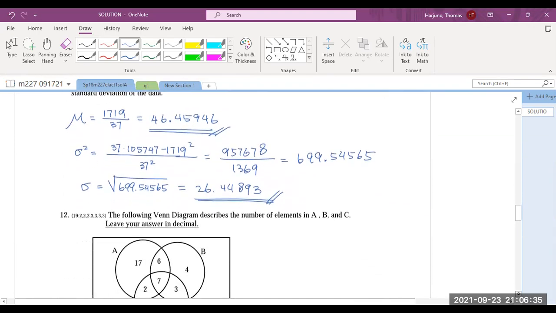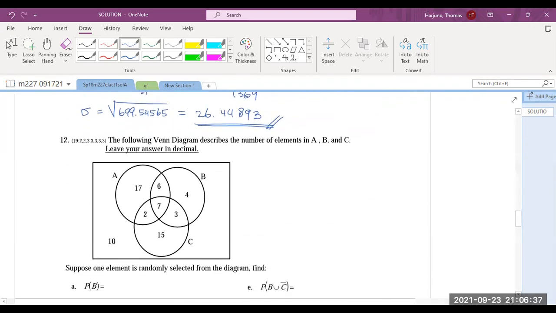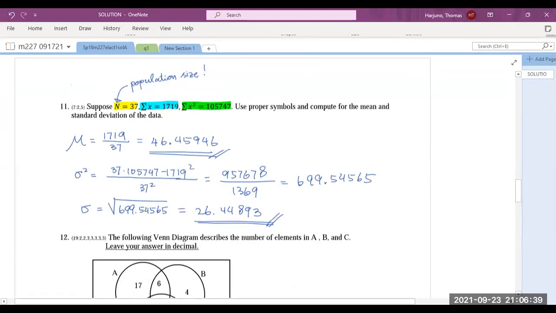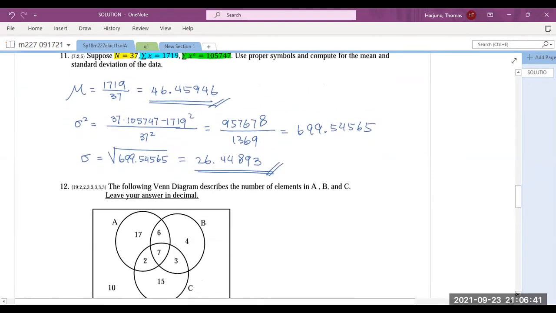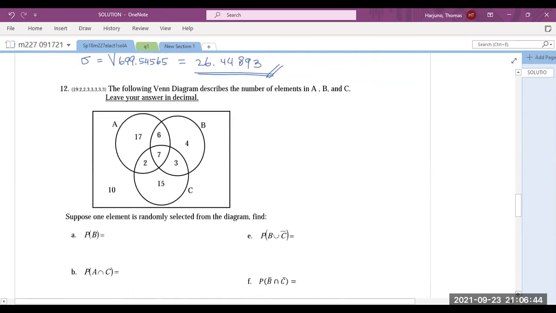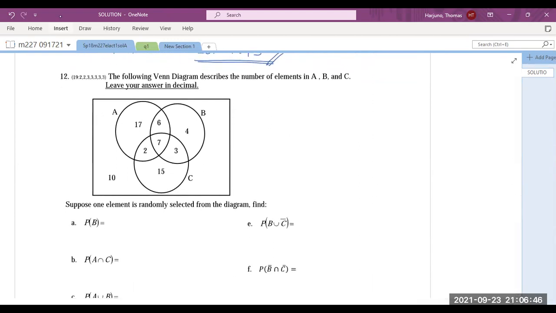Number 12. The following Venn diagram describes the number of elements in A, B, C, and leave your answer in decimal, which means 5 decimal places. Okay, let's find out how many elements are in there. The elements in the whole sample space is 17 plus 6 plus 7 plus 2 plus 4 plus 3 plus 15 plus 10.